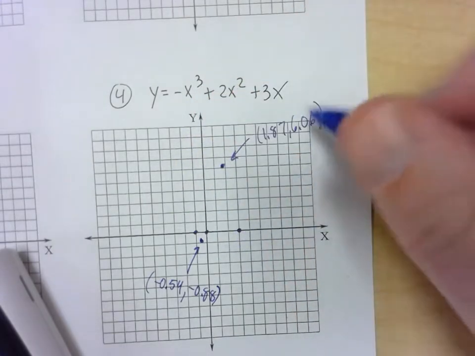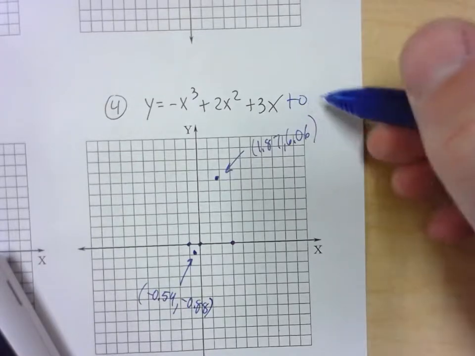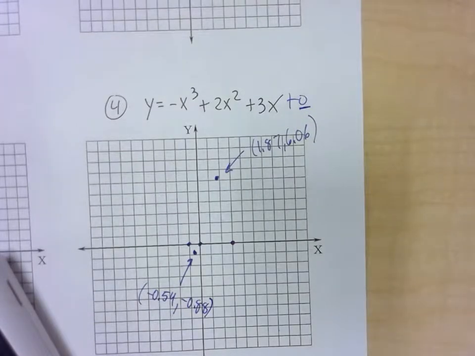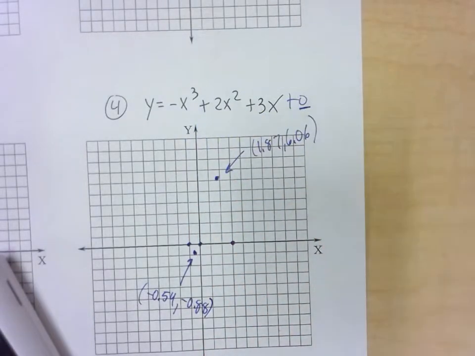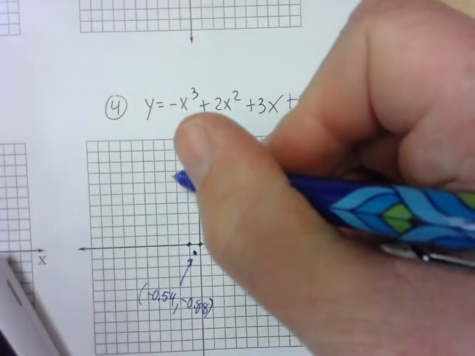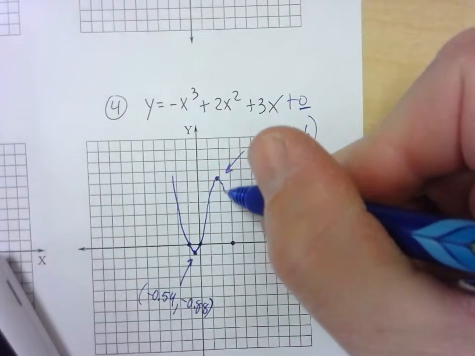All right. So the thing. Oh, and it crosses at 0 there. Okay, because it's +0 at the end here. The last number in the polynomial, when it's in standard form, is your y-intercept, because it makes sense. If you put 0 in, you get 0 back, and that's the last number there. So it comes down, comes up, comes back down again.